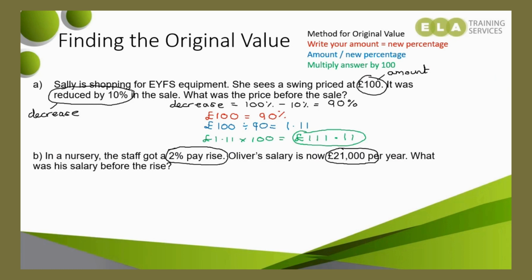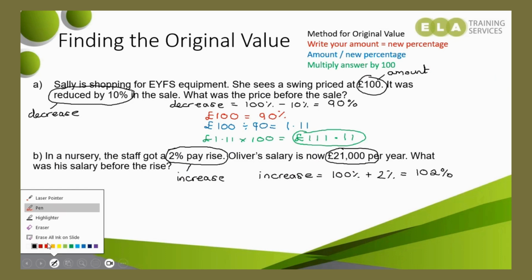I now have to decide on my method. I know because it said rise, it's an increase. So now I use my rule for increase. Increase equals 100% plus the percentage that's increased in the question, which is 2%, which tells us my 21,000 is equal to 102%.